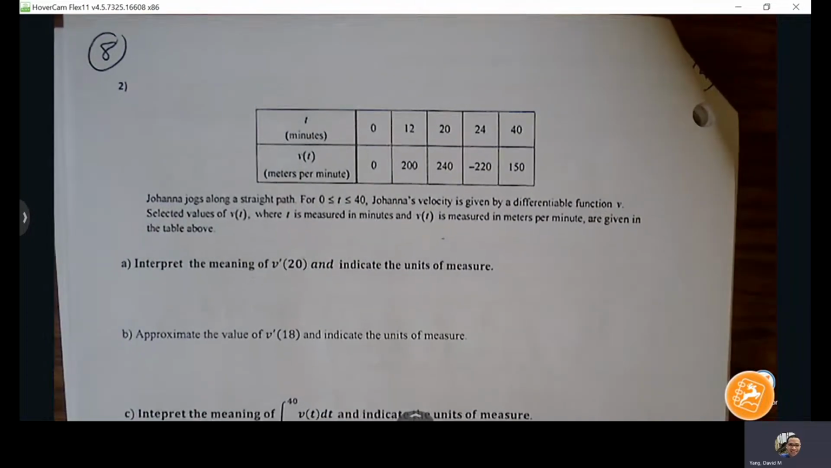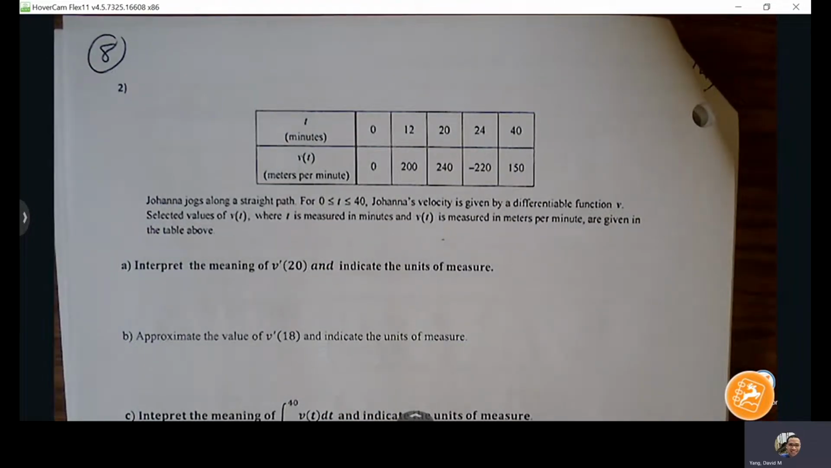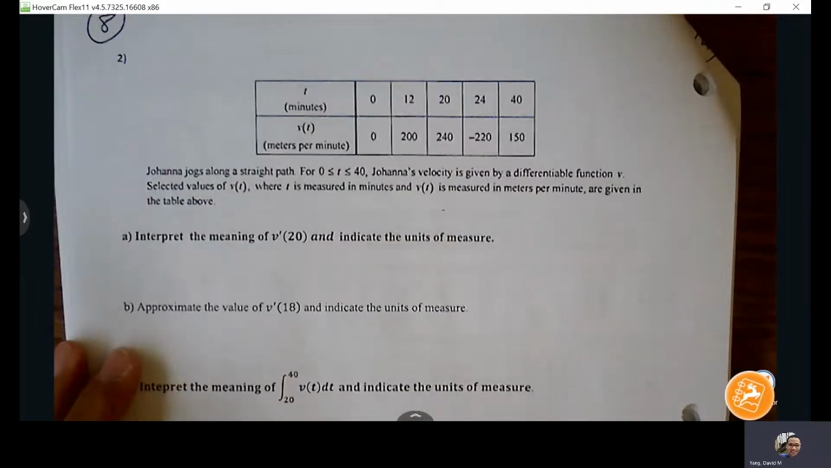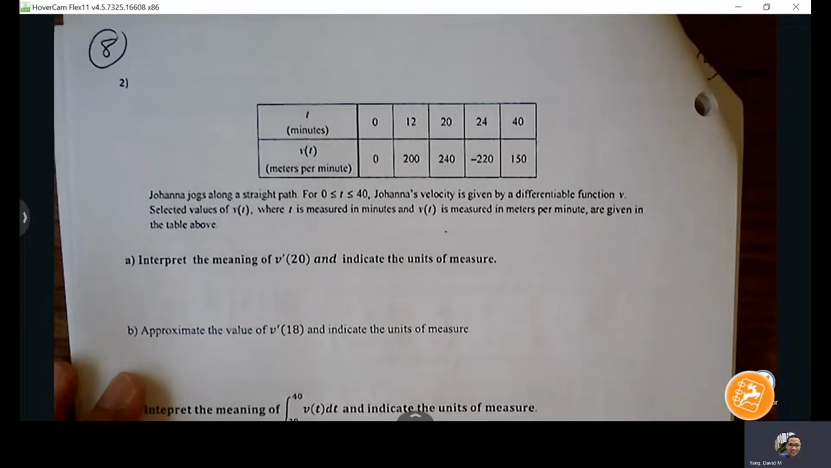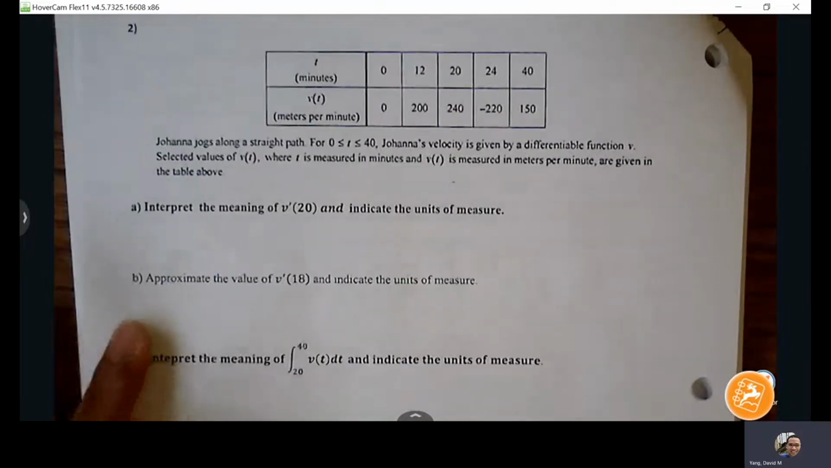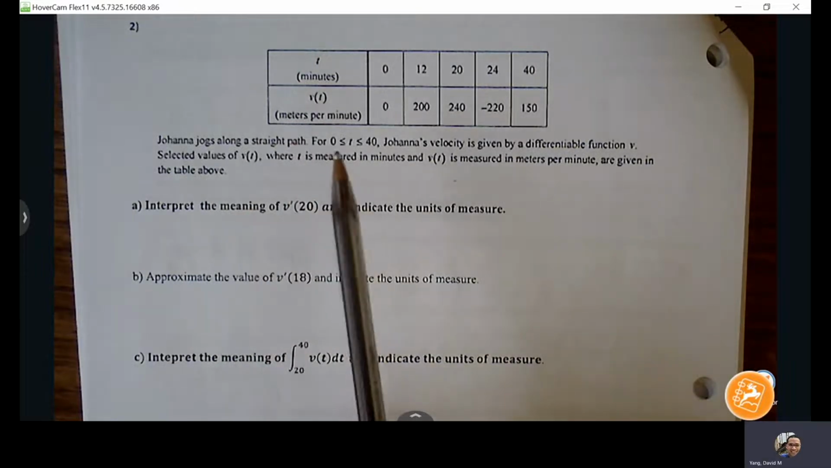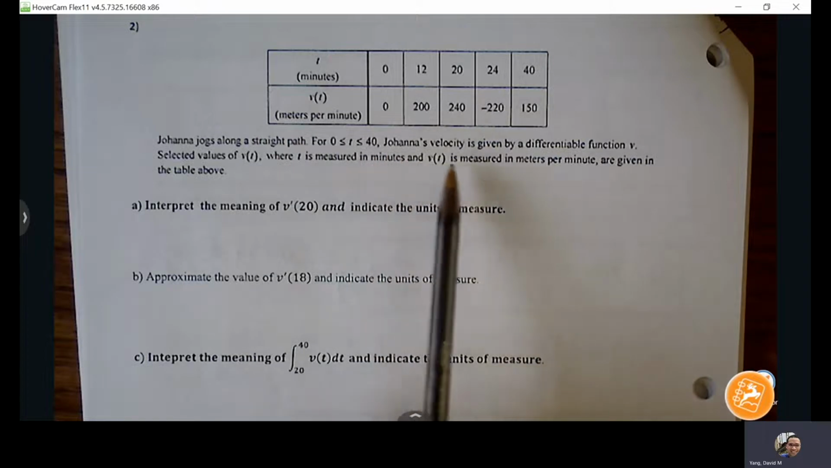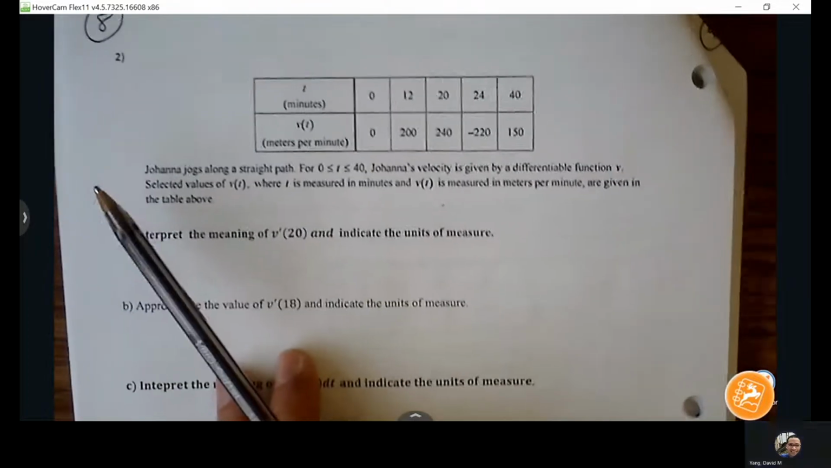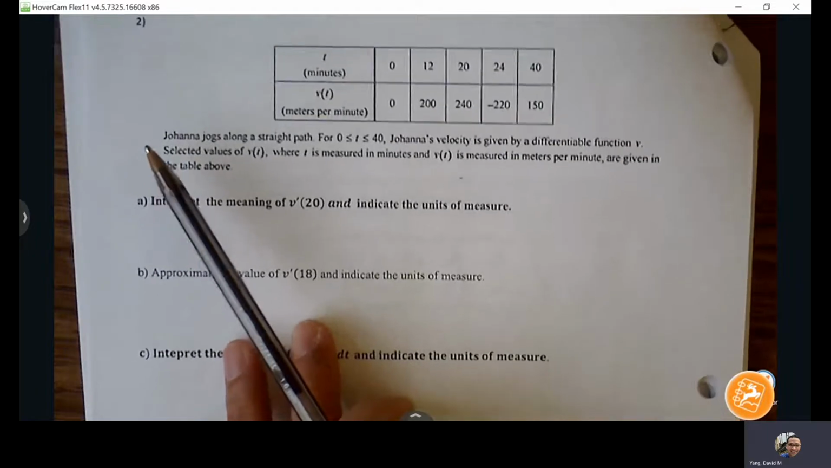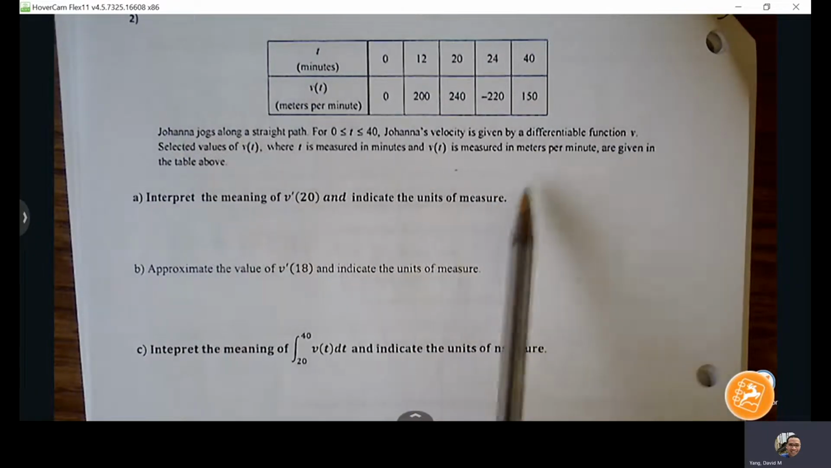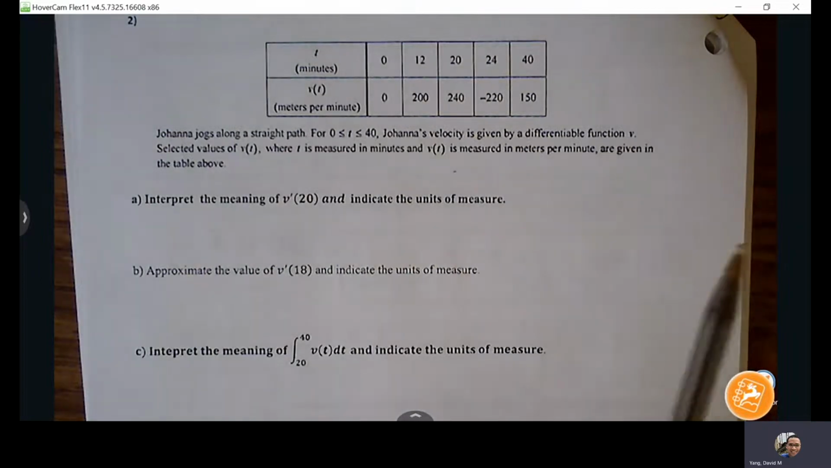It's another particle motion, or rather a table of values, Riemann-Sums problem. Okay, page 8. It says Joanna jogs along a straight path for t-values between 0 and 40 minutes. Joanna's velocity is given by a differentiable function v. Selected values of v of t, where t is measured in minutes and v of t is measured in meters per minute, are given in the table above.